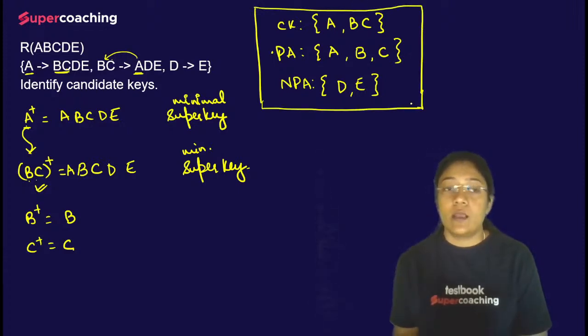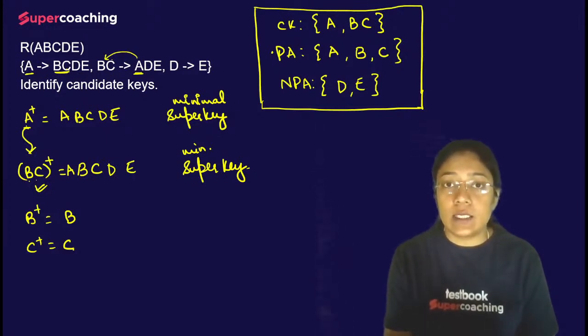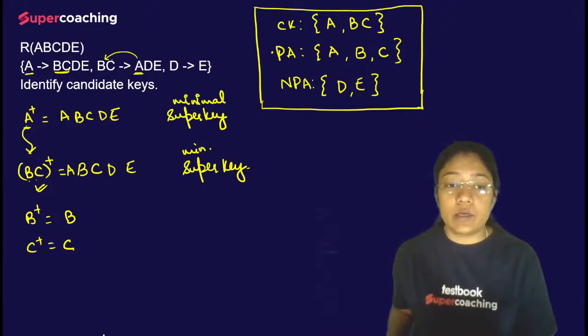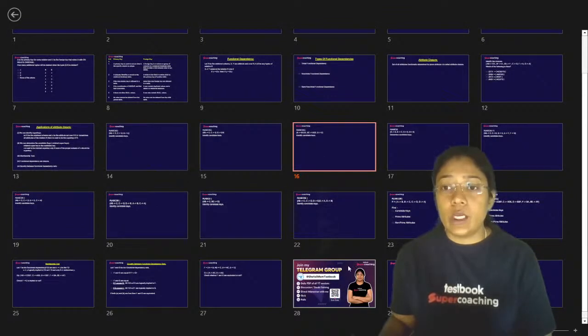Okay, so this is how we can calculate the candidate keys, prime attributes and the non-prime attributes. I hope that this is clear to everyone. So we were supposed to solve some more questions. I'll share that PDF in the group.